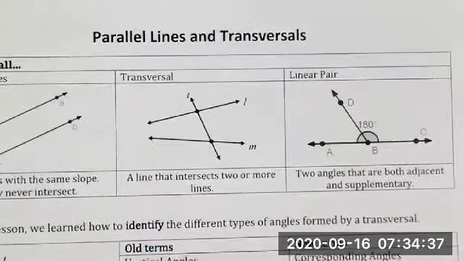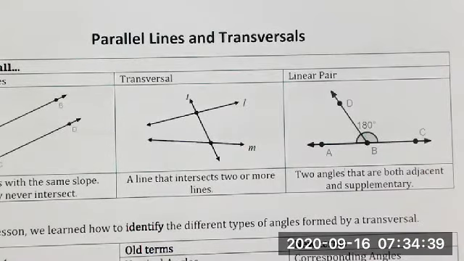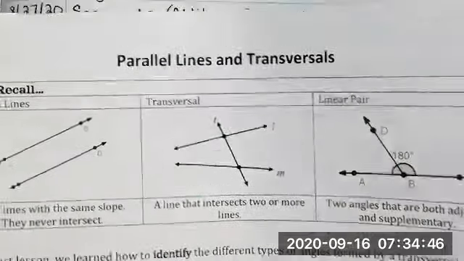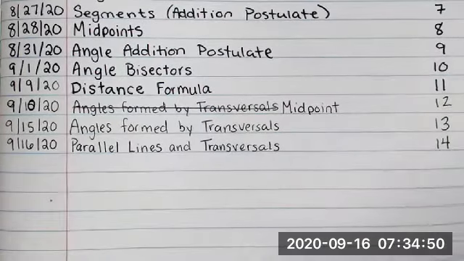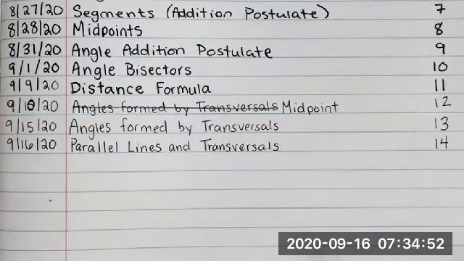And of course, it's always good to remember what a linear pair is. These are two angles that are both adjacent and supplementary. So let's get started.